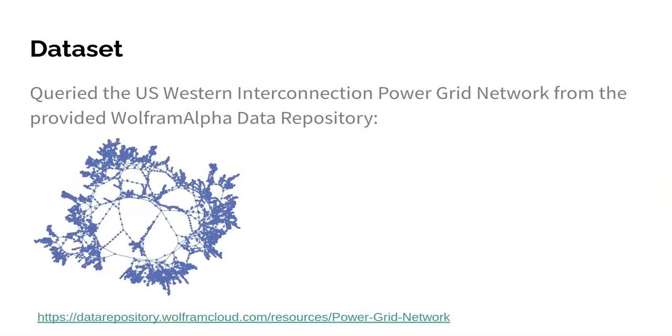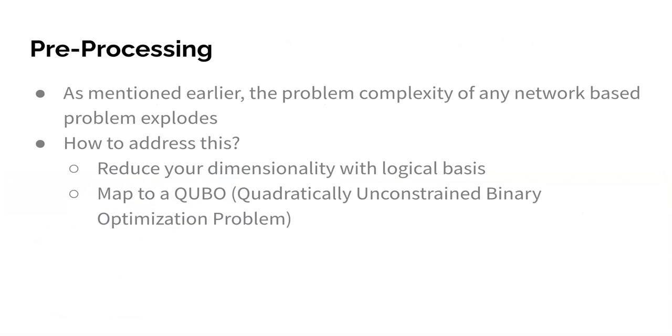The data set was created from the U.S. Western Interconnection Power Grid Network from the provided Wolfram Data Repository from the Wolfram 1 account, which was also provided by the Caltech Hackathon. This network is an undirected, unweighted network, and this is the most basic data you can get about a power grid. So, some pre-processing.